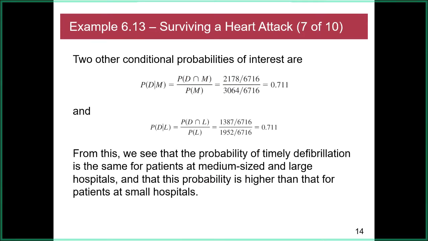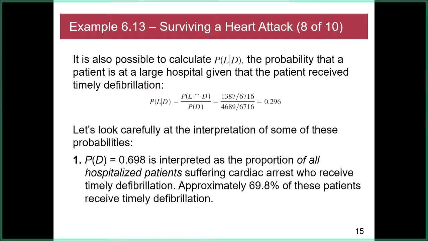So there's two other conditional probabilities of interest here. Probability of getting defibrillated within 2 minutes at a medium hospital, well, that's 0.711. And in a large, that's also 0.711. Now, the fact that those two are exactly the same seems to indicate they're pretty close to the same chance of getting defibrillated within 2 minutes. You might say that reinforces the probability that you're less likely to get timely defibrillation in a small hospital, but again, we don't have that capability of really analyzing that right now.